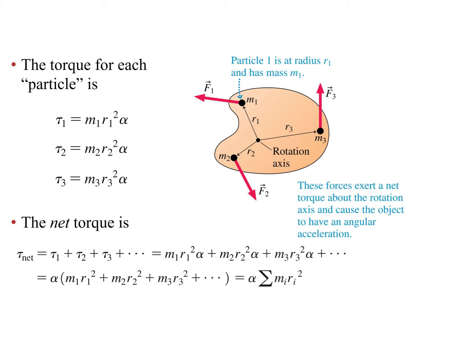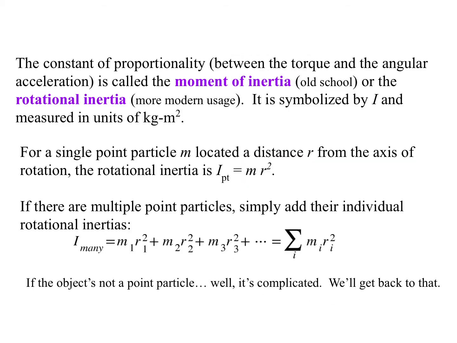We factor out the common alpha, and we find that the net torque is alpha times the sum of m r squared for each particle. So again, this must be the thing acting like an inertia term. That constant of proportionality, the thing between the torque and the angular acceleration, is called the moment of inertia, which is the old school way of saying it, or in more modern parlance, the rotational inertia. It is symbolized by I and measured in units of kilogram times meter squared. Sorry, kilogram times meter squared, not per meter squared.